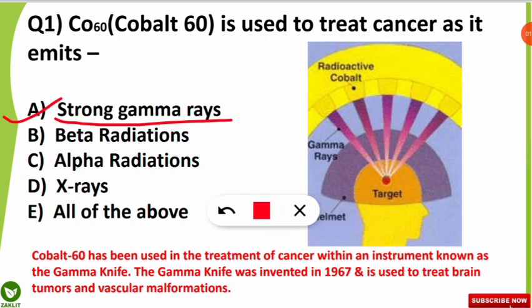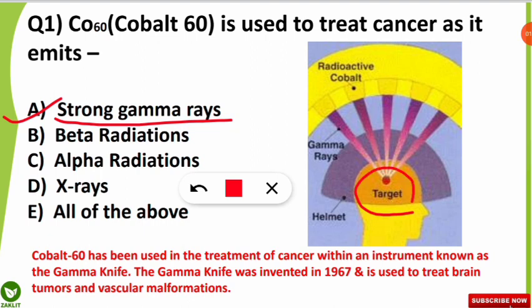So what is this gamma knife? It is not a kind of knife which we have in our homes, but the function is the same, to cut. Let us assume there is a brain tumor, brain cancer, and that is the target position. We put a helmet, that is the covering, and then it goes into the chamber for the radioactive cobalt, that is cobalt 60. As it is a radioactive substance, it emits radiation, that is gamma rays, which fall on the target and cut the tumor, that is the cancer cell. So it has the property of cutting the tumor cell.